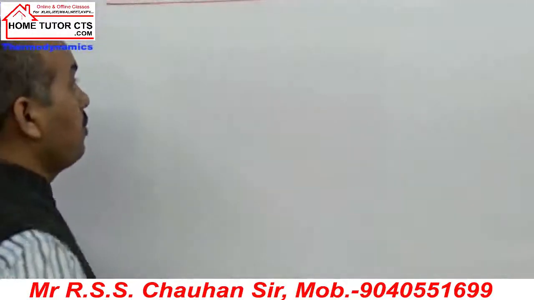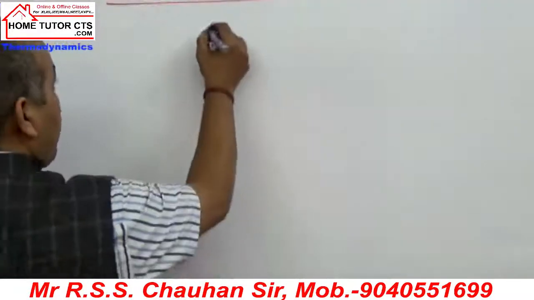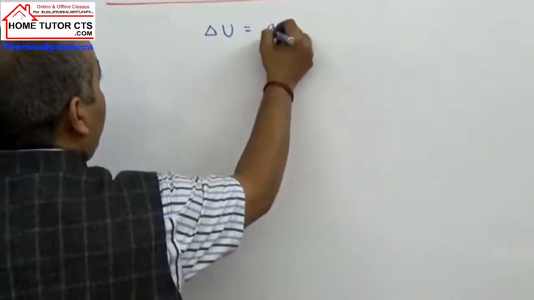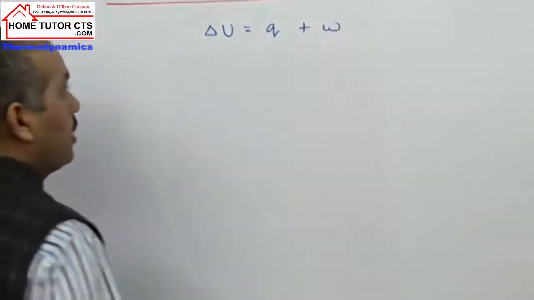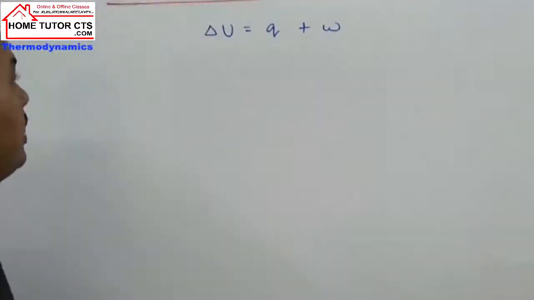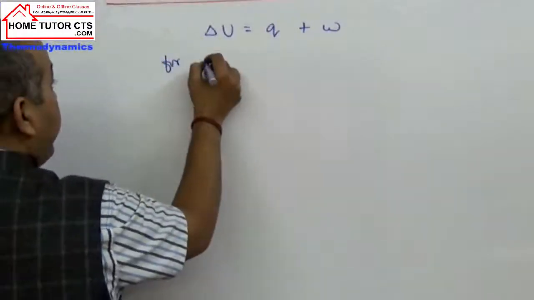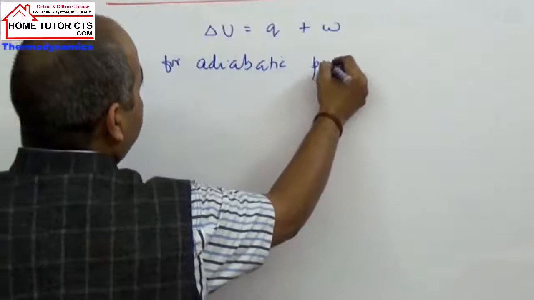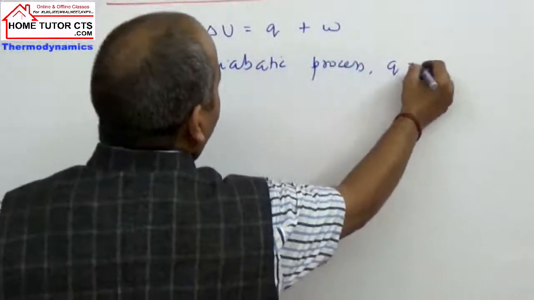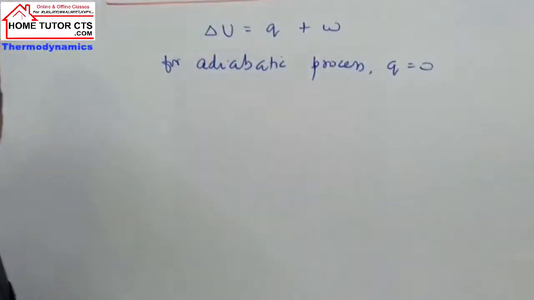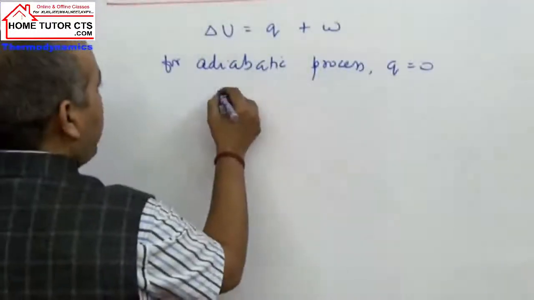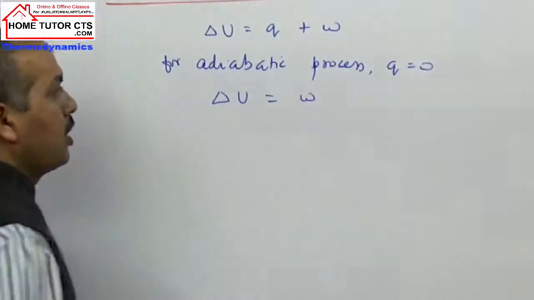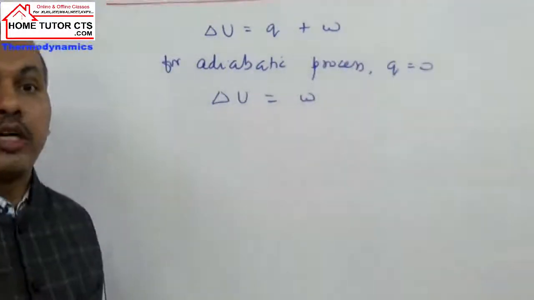Now from the first law of thermodynamics, delta U is equal to Q plus work. Delta U is equal to Q plus work. Now what happens for an adiabatic process? For an adiabatic process, Q is equal to 0. Here Q is equal to 0. So you can write from here that delta U is equal to work. Now both are positive or both are negative.